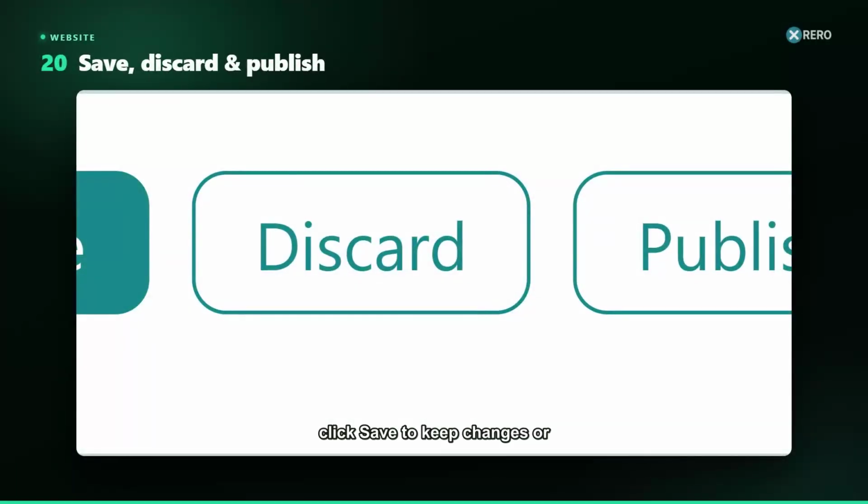While editing, click Save to keep changes or Discard to undo them. Save changes on a published page are live immediately. On an unpublished page, they wait until you flip the publish switch.